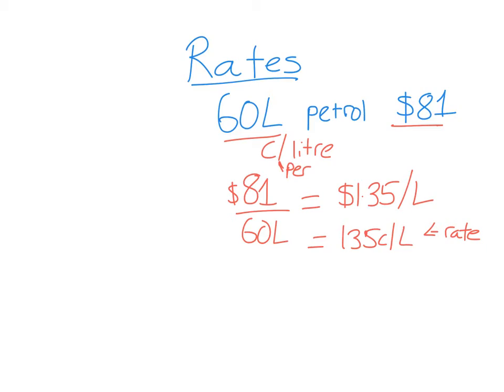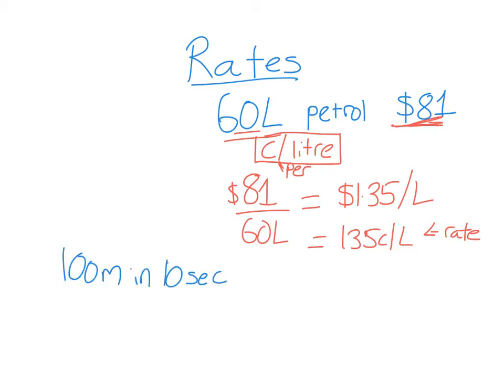Sometimes it can be tricky to know which number you divide by which, so you have to look at what your final answer will look like. In this case, I wanted my answer to look like cents per litre, so I divided money by litres. Let's look at another example.